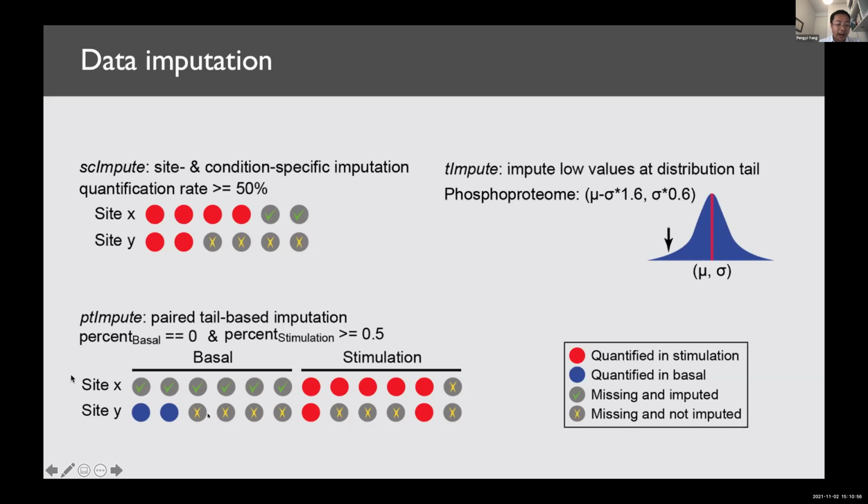Just as another contrast, we have the site Y here. That doesn't fulfill the requirement we set up here, which can be changed by the user. So that's why the phosphosite here doesn't receive any imputation using this function.